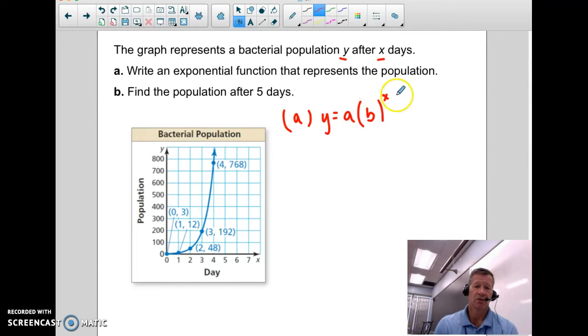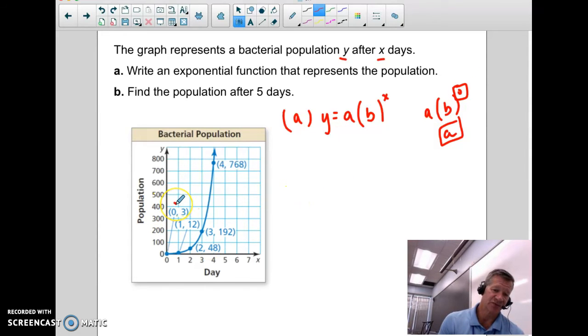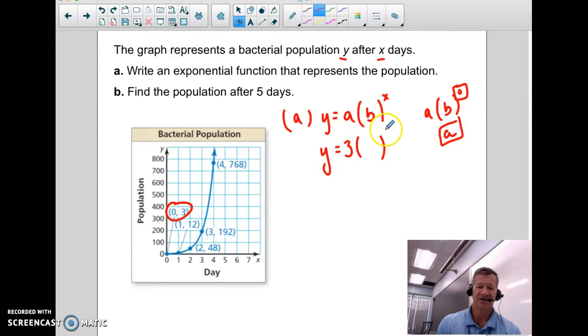Now, to do this, we know that when x is 0, if I put a 0 in here, you would have a times b to the 0, right? Well, we know anything to the 0 power is 1. So if I put 0 in, a times 1 is simply a. So by putting 0 in, I'm going to get whatever a is. Well, that's helpful because whenever you see the point where the x value is 0, that's going to be the value of a. That's going to be your starting value. So far I know I have y equals 3 times something to the x power.